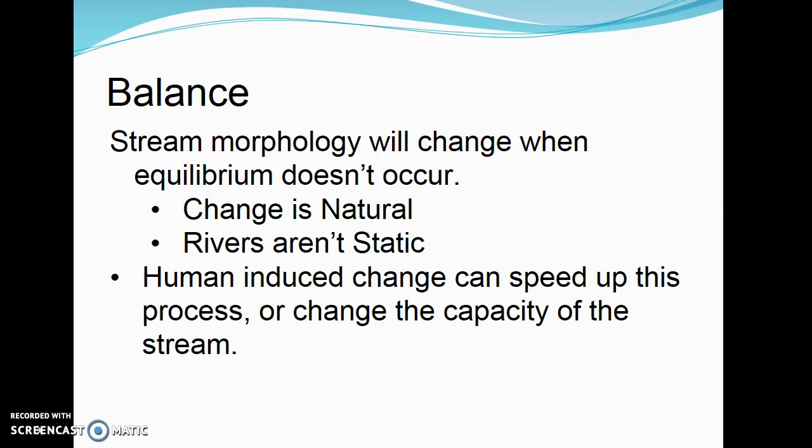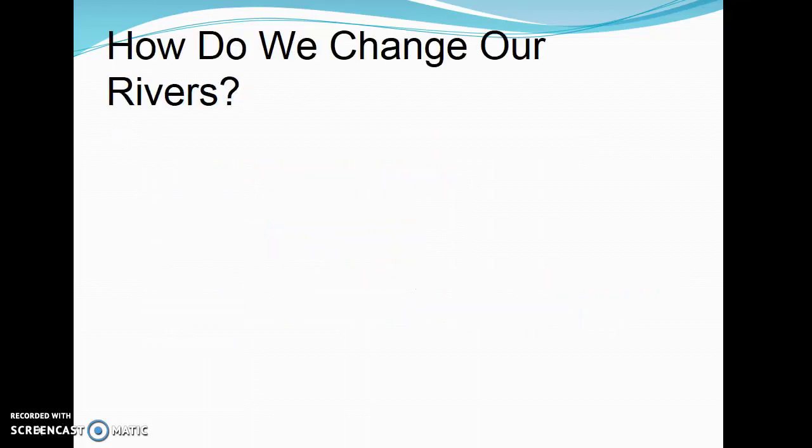However, humans have induced change, and that change can speed up the process that the river changes in its form or function. And it can change the capacity of the stream, how much sediment that stream can hold. So how do we change our rivers? Well, one of the most obvious is that we can create dams and we can divert water.